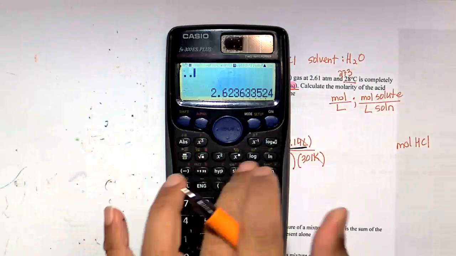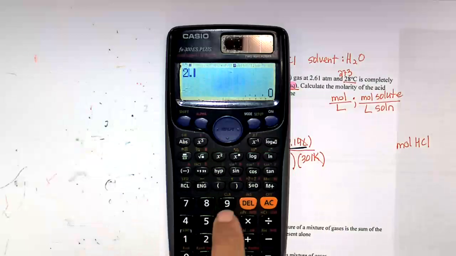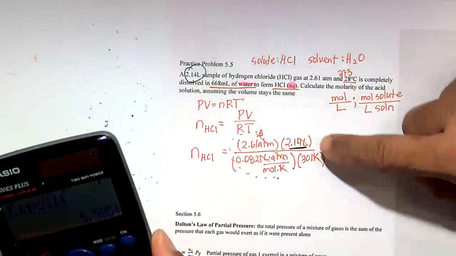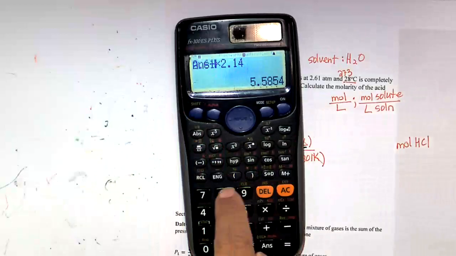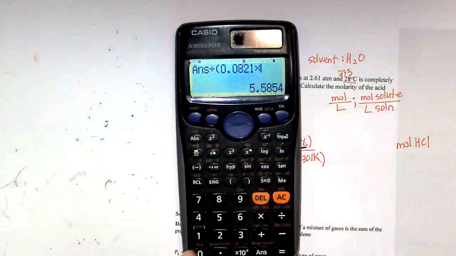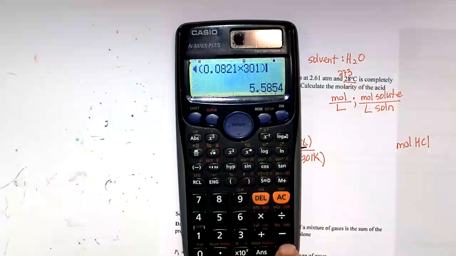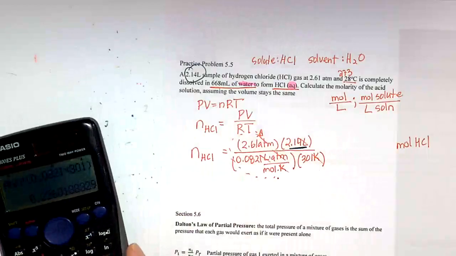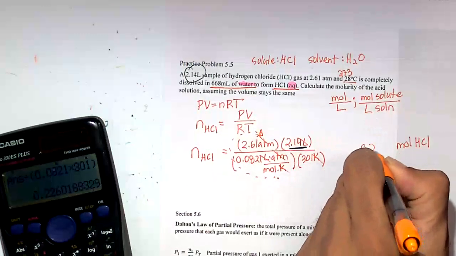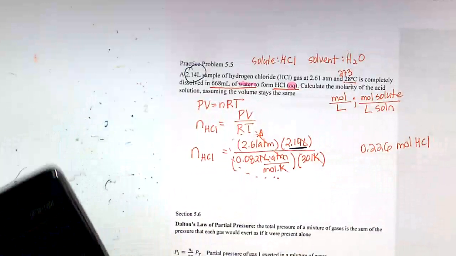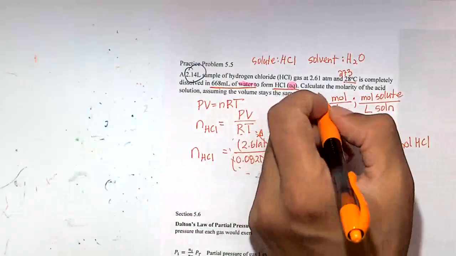So 2.61 times 2.14, divided by parentheses, 0.0821 times 301. We get about 0.226 moles. So 0.226 moles of HCl. This is our moles of solute.